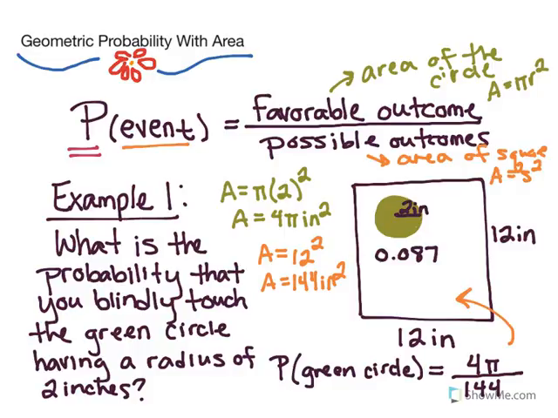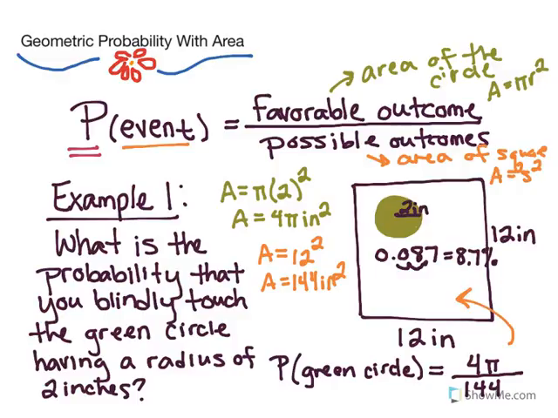0.087. Now, if you guys think about this as a percent, remember that we would have to move our decimal 2 places to the right. So if I do that, then this becomes an 8.7% chance that you're going to put your finger in that green circle.